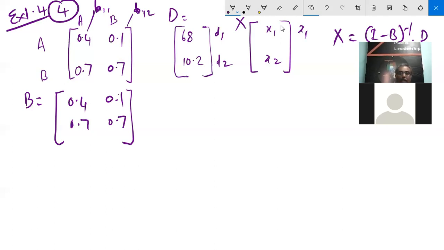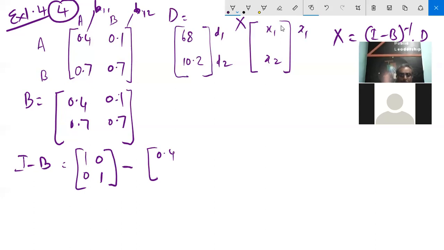Now you proceed directly from B. Don't need to derive B. So what you have to do? The first step is I minus B. Minus 0.4, 0.1, 0.7, 0.7. It's good. I found your homework. Everything is nice. 1 minus 0.7 is how much? 1 minus 0.7, minus 0.1. Then 0 minus 0.7.